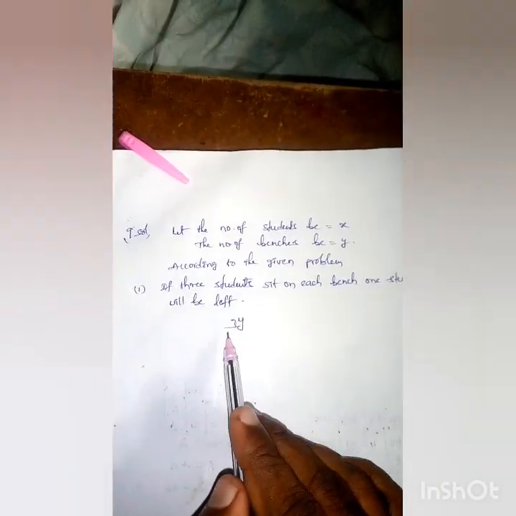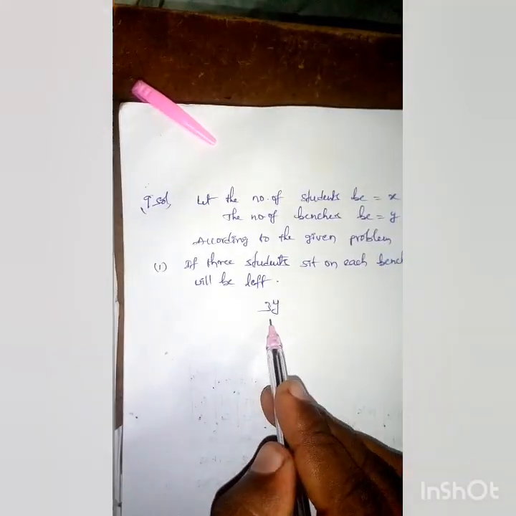So let me say one example. If you have 3 boxes and each box contains 10 apples, then how many apples do you have? 30 apples, because you have 3 boxes and each box contains 10 apples. That's why total apples you have equal to 3 into 10. So that is 30 apples you have. Okay, so in a similar way, total benches are y benches and 3 students sit on each bench. That's why total students sitting on benches are 3 into y.